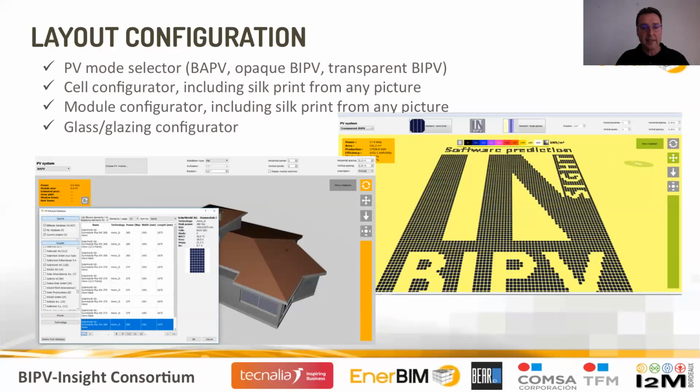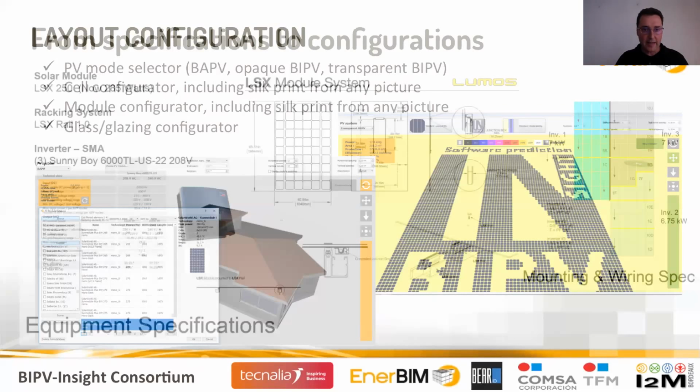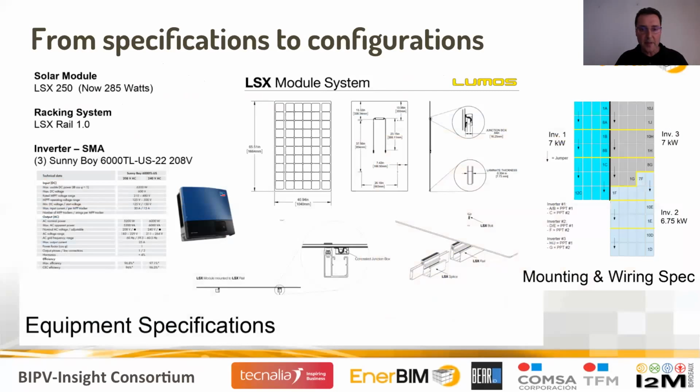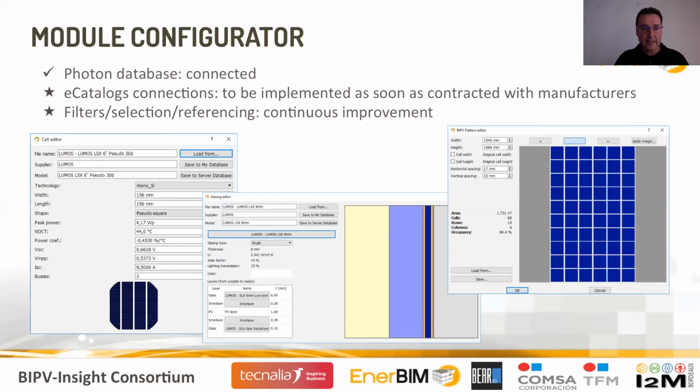We can configure from cell to glazing system, module, of course, and even every single component of the system. This is made from specifications, in our case, from LSX Lumos Module System, and inverters from SMA, and the wiring strategy from Chris, to get this into our configurators. Our configurators are embedded in the unique menu in the tool, and then you access very easily the cell configurator, the glazing configurator, and the module configurator.